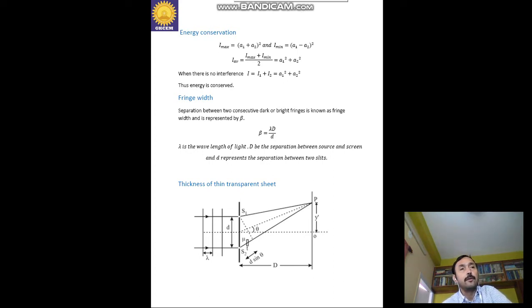Actually, in the interference phenomenon, energy is never created nor destroyed. Energy is only redistributed from bright fringe to dark fringe or dark fringe to bright fringe. That means energy redistribution occurs. There is no destruction of energy or creation of energy, only redistribution from bright to dark or dark to bright.